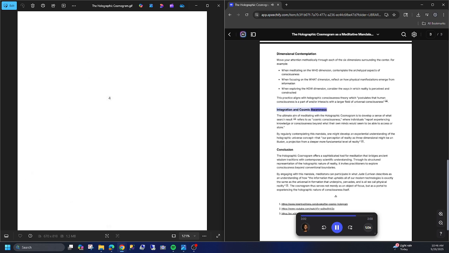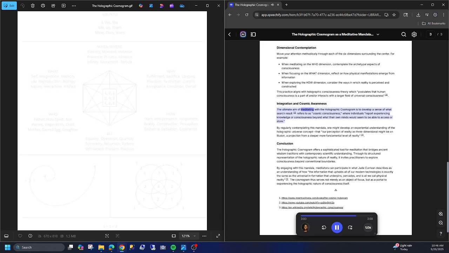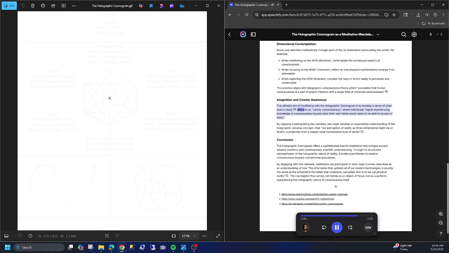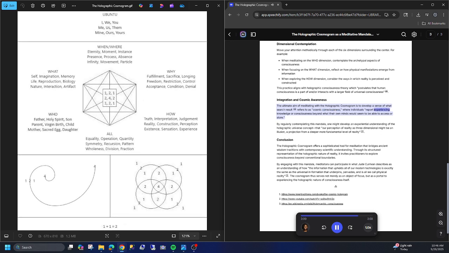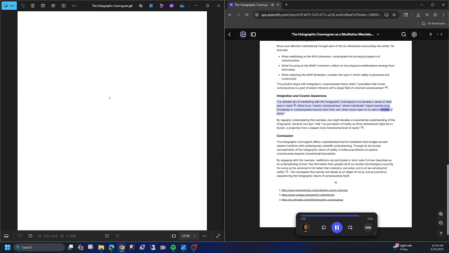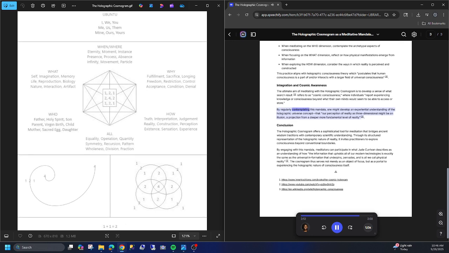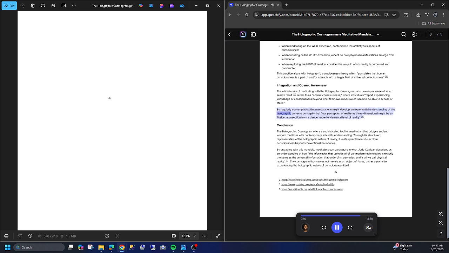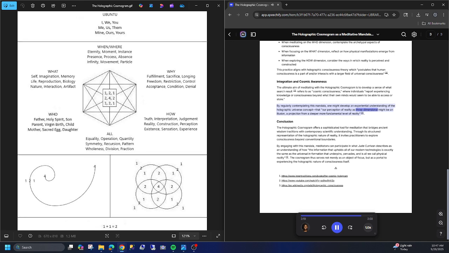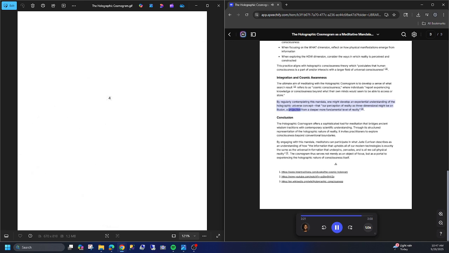Integration and cosmic awareness. The ultimate aim of meditating with the holographic cosmogram is to develop a sense of what is referred to as cosmic consciousness, where individuals report experiencing knowledge or consciousness beyond what their own minds would seem to be able to access or store. By regularly contemplating this mandala, one might develop an experiential understanding of the holographic universe concept, that our perception of reality as three-dimensional might be an illusion, a projection from a deeper, more fundamental level of reality.